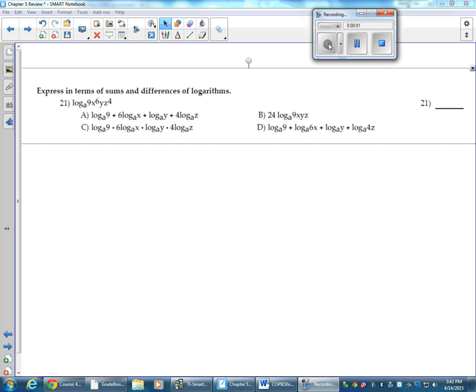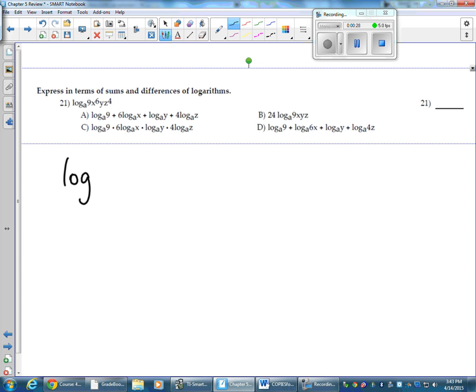All right, we're going to pick up with problem 21 where you're asked to express this logarithmic expression in terms of sums and differences of logarithms. Some things to remember is that your product rule states that if you have a product of numbers, you can write that as a sum. The power rule says that if you have a power, you can pull that to the front to multiply as a factor. So in this particular one, they're all going to have the log base a.